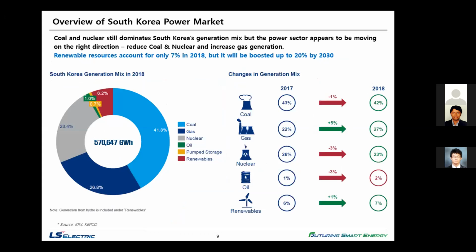Next, I'd like to introduce some information about the Korea power market. This is basically showing Korea's plan to boost renewable energy resources. From 7% of the total generation of 570 gigawatt hours in 2018, the plan is to increase these sources to 20% by 2030. Basically, this is the same direction that LS Electric is looking forward to.